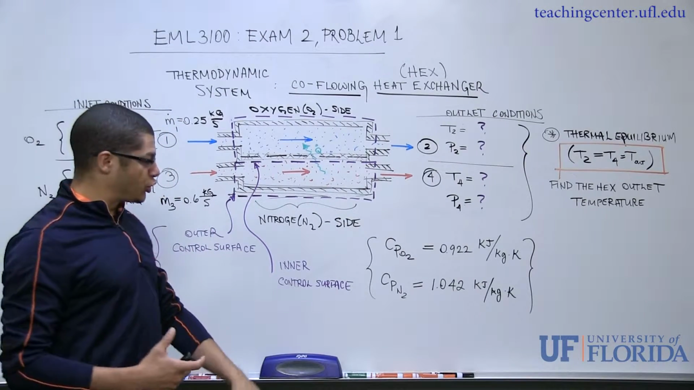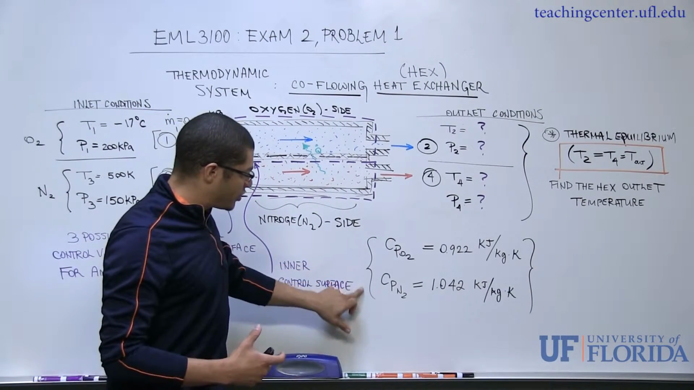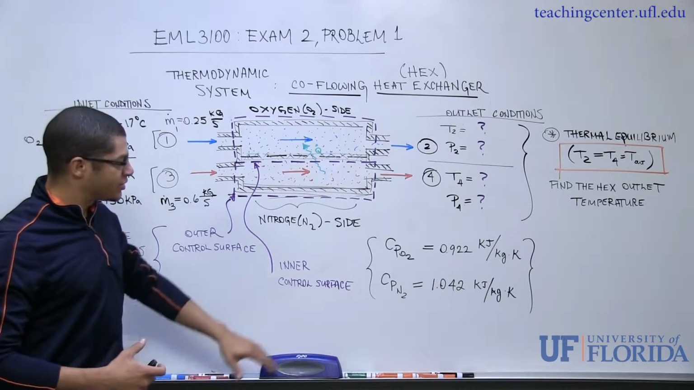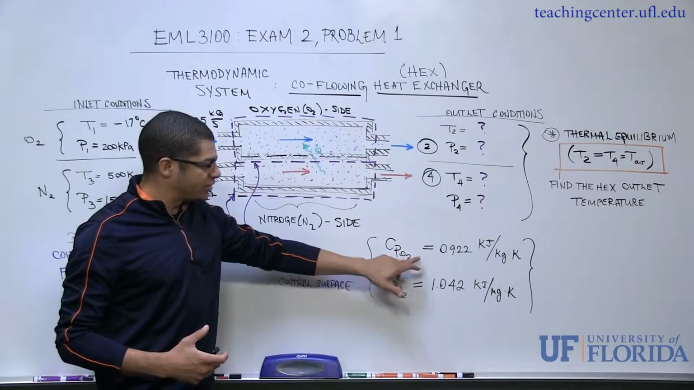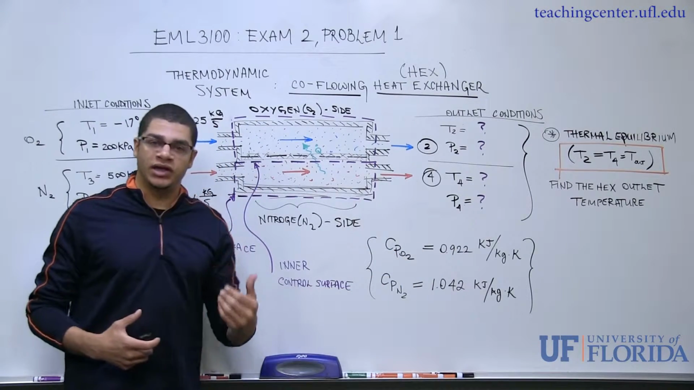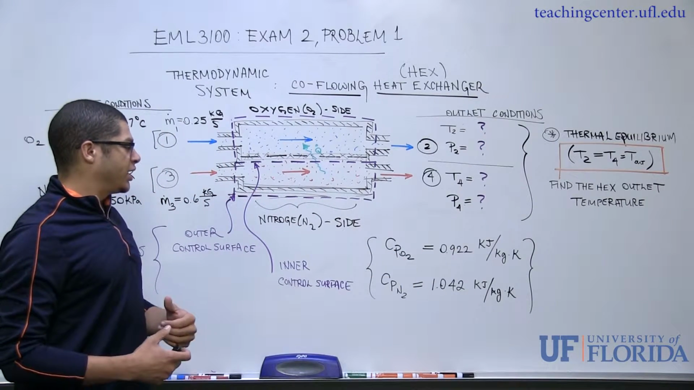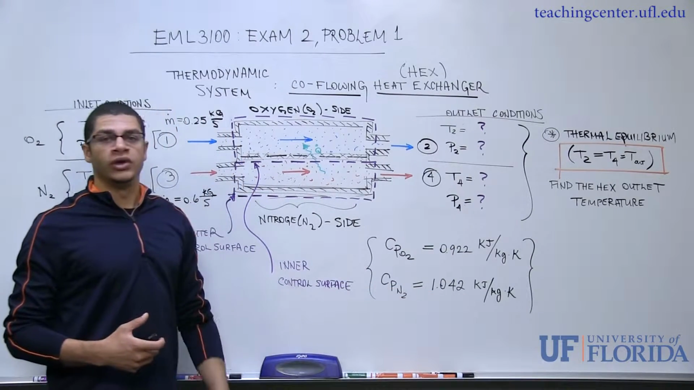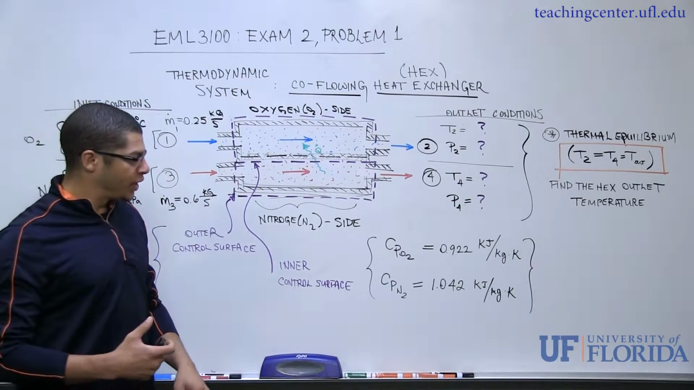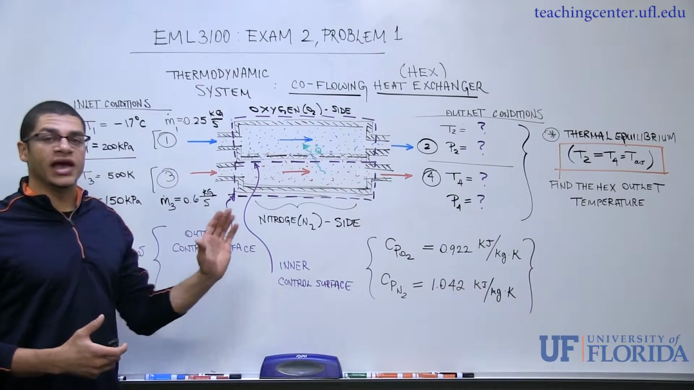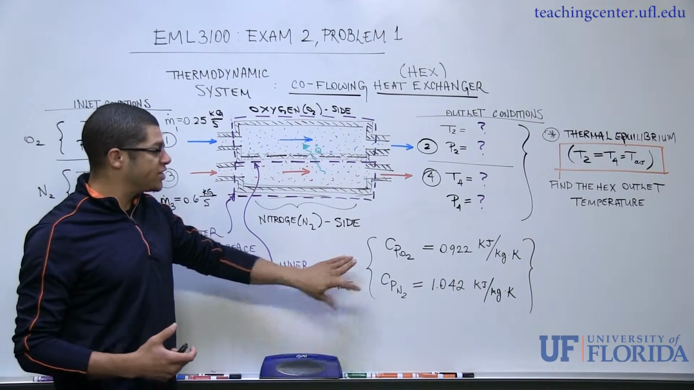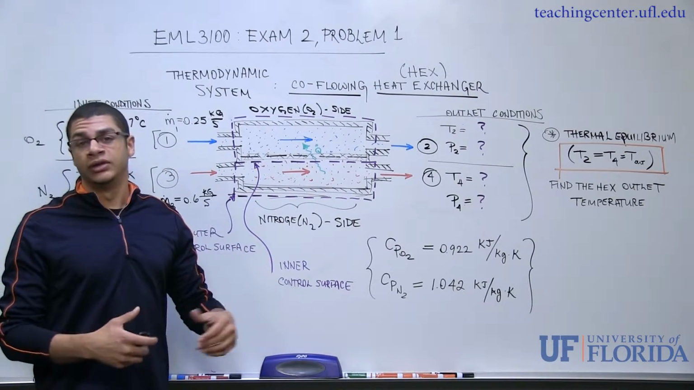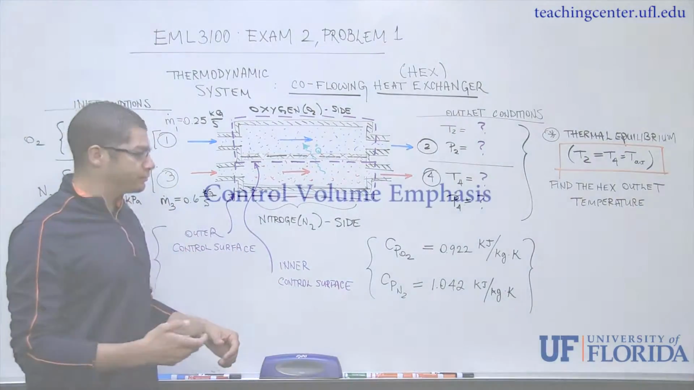Last but not least, in terms of givens, we're given the heat capacities at constant pressure for both substances. For oxygen, it's listed as 0.922 kilojoules per kilogram Kelvin, and for the nitrogen side, we've got 1.042 kilojoules per kilogram Kelvin. It also tells us that during the analysis, we can assume both of these heat capacities to be constant and neglect any temperature or other dependence they may have.